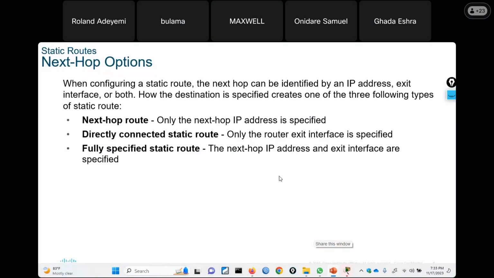Okay, I believe there's no question. When configuring a static route, the next hop can be identified by an IP address. You see, that's what we've been doing. Or exit interface, or both. What do they mean by that?